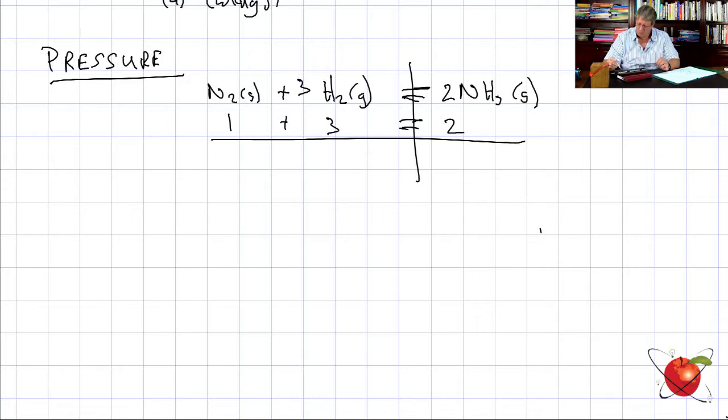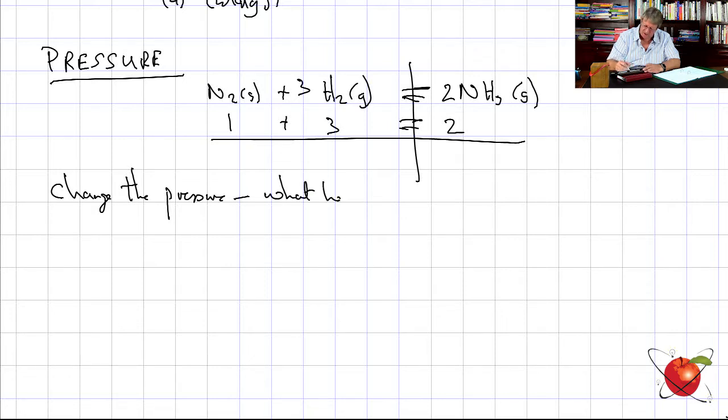Here we go. Now they tell me we're going to change the pressure. And we need to be able to say what happens. We need to be able to predict what happens. Now, in this case, we need to revert to, and you have to know it, Le Chatelier's Principle. You need to know how to state it, all right? And whichever version you get given, you need to be able to write it down.